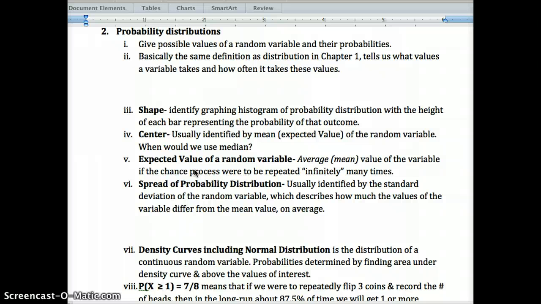The shape would be looking at the height of each bar, the probability of that outcome, and any general pattern we notice. For the spread, we're going to tend to use the standard deviation of the random variable, because we use the expected value, which is like the average. So those are going to be how we describe a probability distribution: shape, center, and spread.